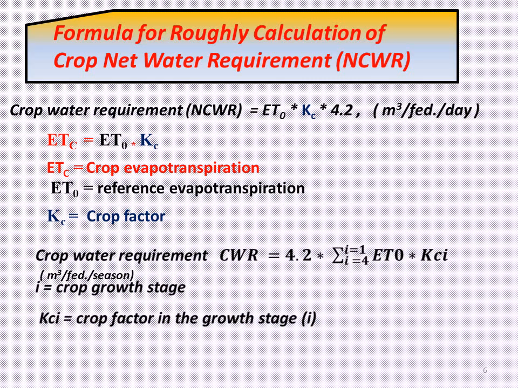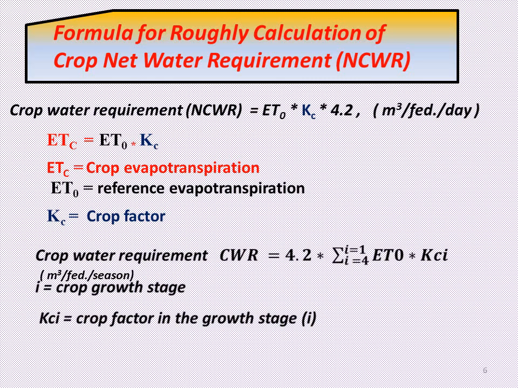The formula for roughly calculation of crop net water requirement, NCWR: crop water requirement equals ETo multiplied by Kc multiplied by 4.2. ETc equals ETo multiplied by Kc, where ETc is crop evapotranspiration, ETo is reference evapotranspiration, and Kc is the crop factor.